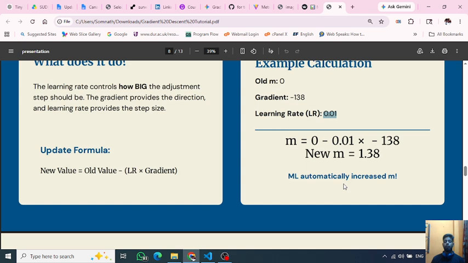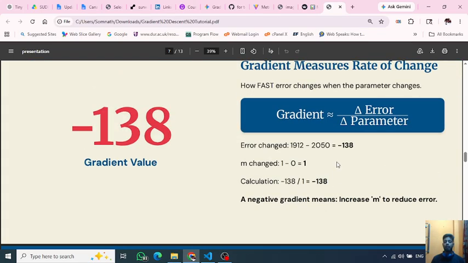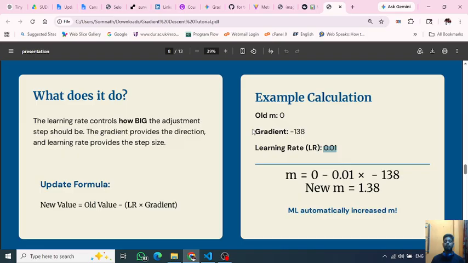Okay. So again it will calculate everything: the error, and calculate the gradient. Again calculate the new M value. In this process it continues improving the model until the error is minimum.